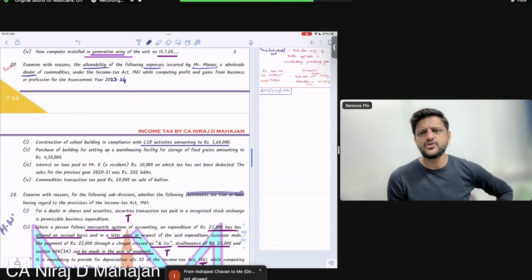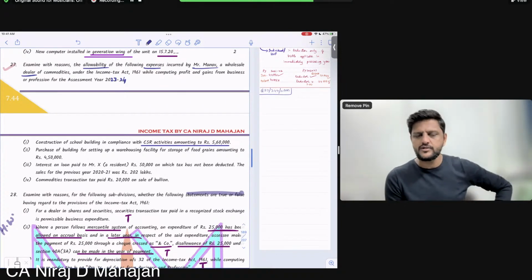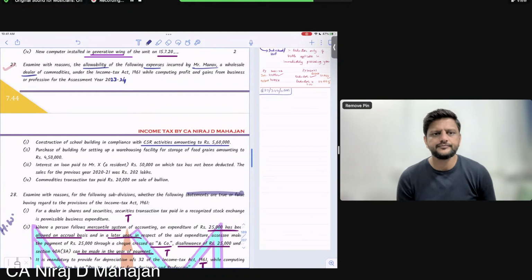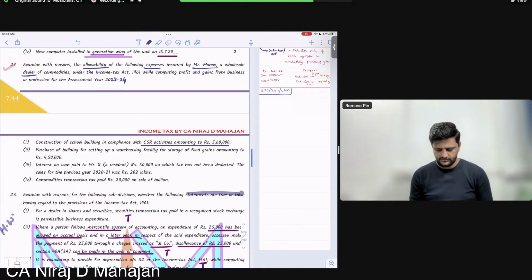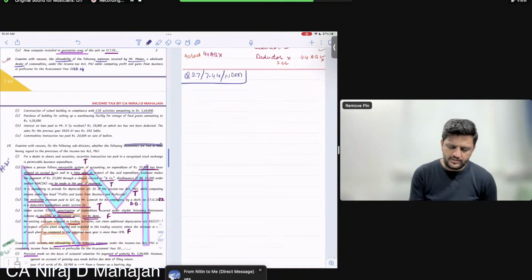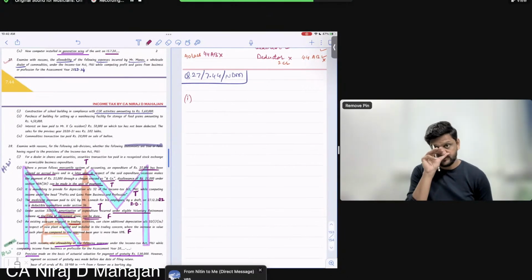CSR is corporate social responsibility, but here Manav is an individual. But yes, we have something quite clearly given to us. CSR expenditure is not allowed as deduction. Agreed everybody? It is specifically given under section 37. He's a dealer of commodities, that has nothing to do with school, so it is not a business expenditure. Simple. Understood?